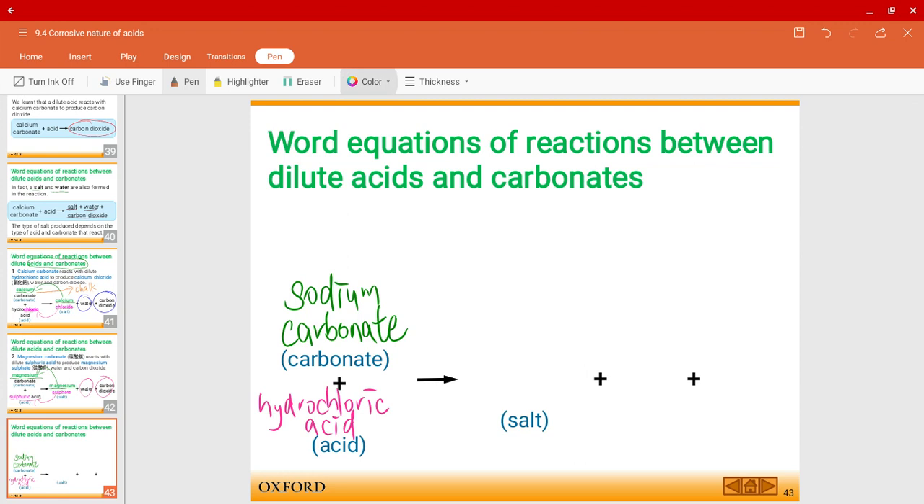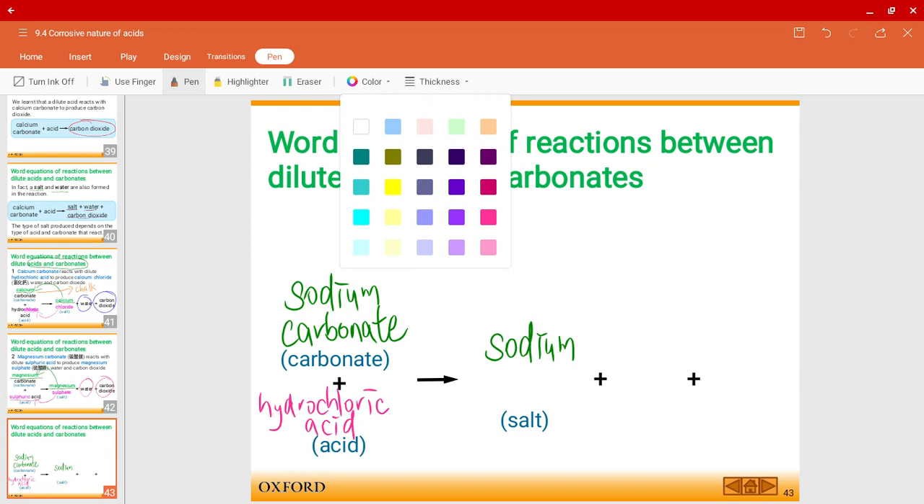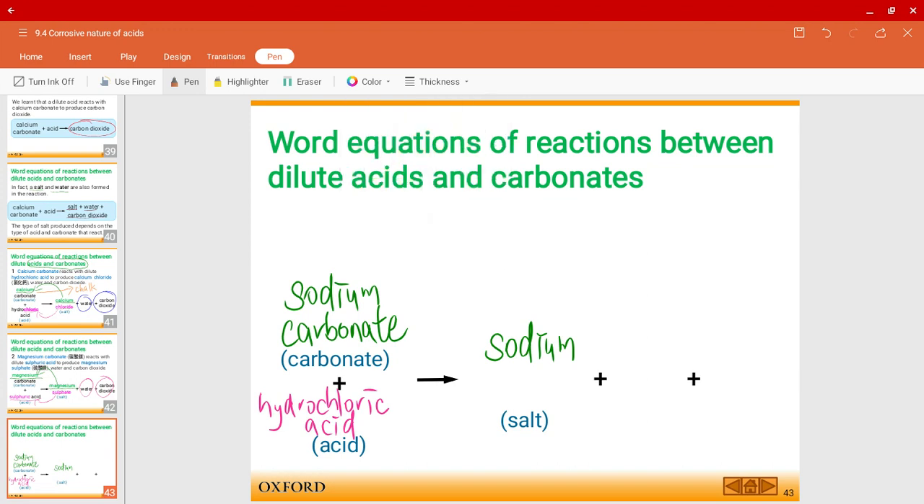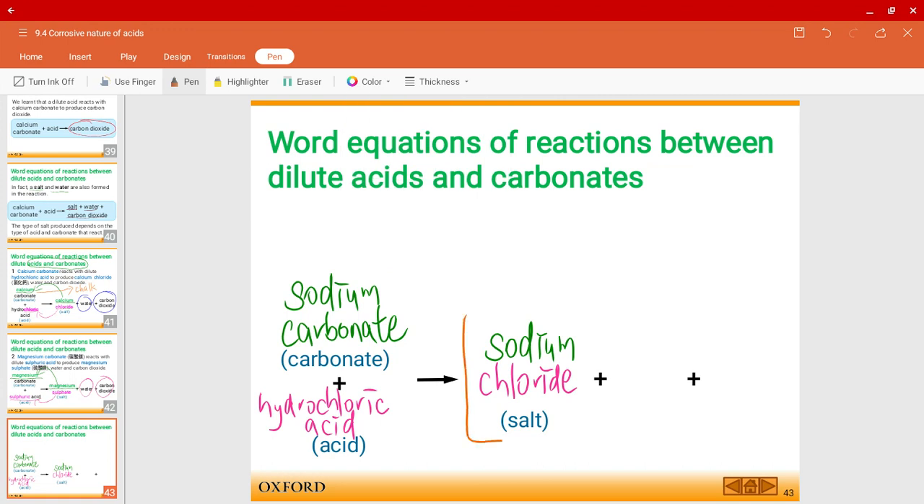And what is the salt we'll get? The salt we get has the first name of the carbonate, which is sodium. And the other name would come from hydrochloric acid. So is it called sodium chloric? No, it's not. As I've told you, sometimes we need to change the name. So the name of the salt is sodium chloride. And guys, what is sodium chloride? This is the table salt you'll find in your kitchen.